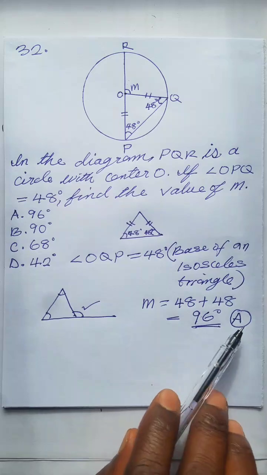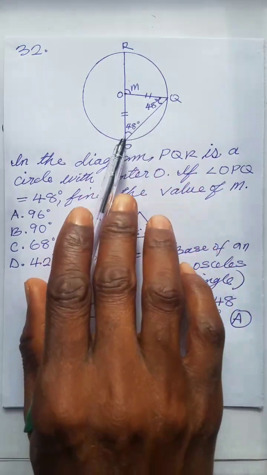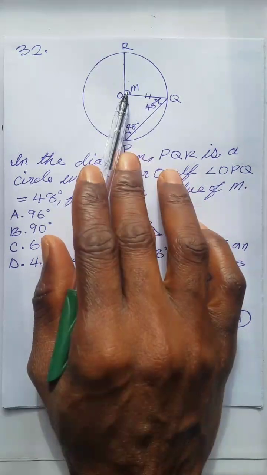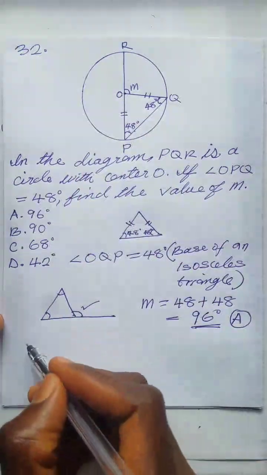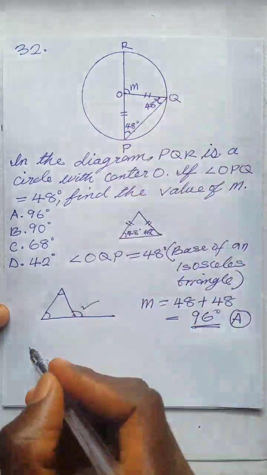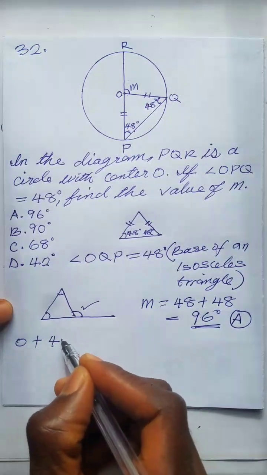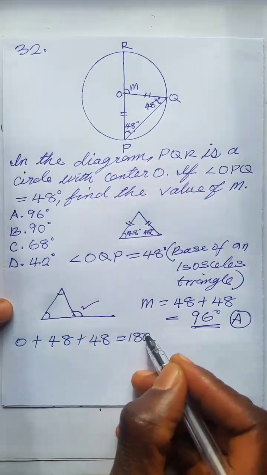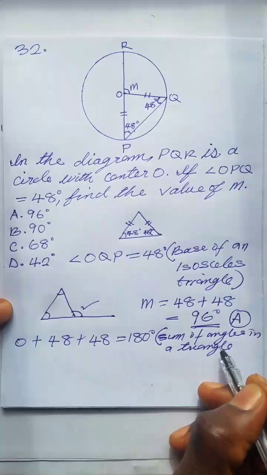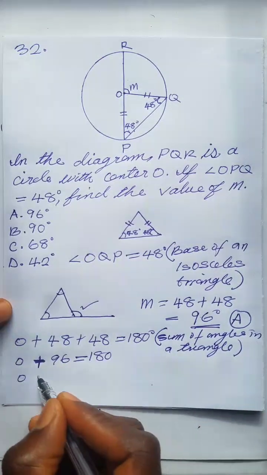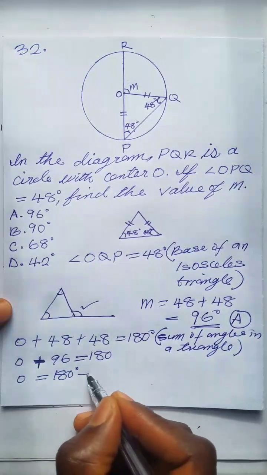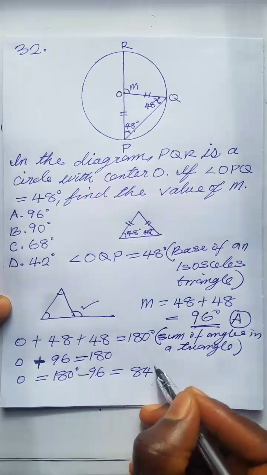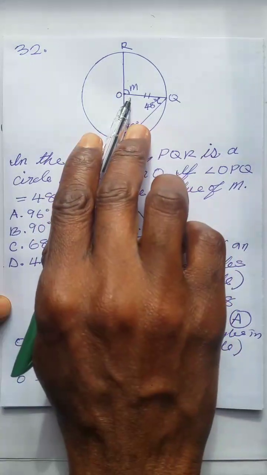But for some of us who are not familiar with that rule, let's go ahead and solve. Now that we know this angle, we can find this, right? So let's use this and find this. So we can now say that this angle, we can call it O. O plus 48 plus 48 is equal to what? 180 degrees. So O is equal to 180 degrees minus 96 degrees, and that is equal to what? 84 degrees. So this is 84 degrees, right?